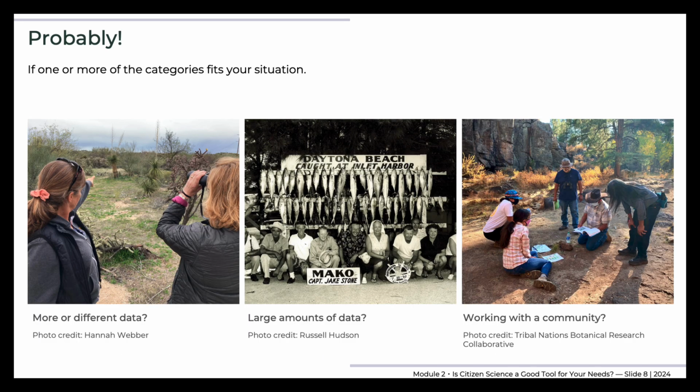So, to summarize, if one or more of these three categories fit your situation: first, you need or desire more or different data than you can collect with your staff. Second, you need to organize or analyze a quantity of data or images that is larger than you have the staff to handle. Or third, you want to work with a community to help its members address environmental questions or issues that are important to that community. Then citizen science may indeed be an appropriate endeavor.